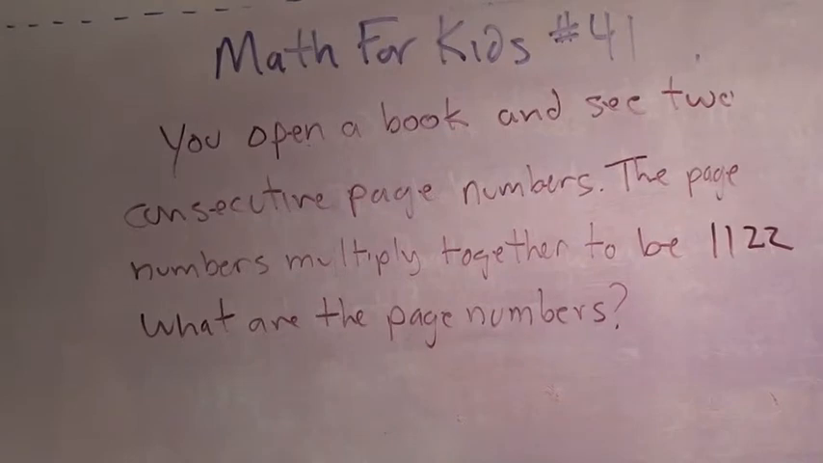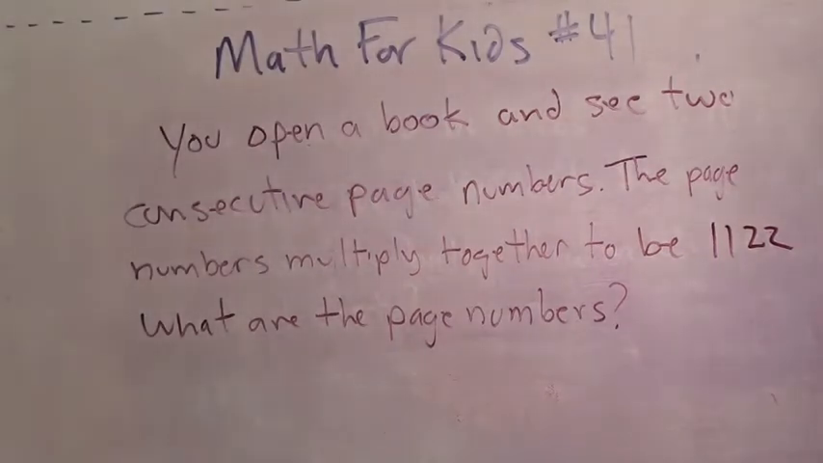I'll fix that. You open a book and see two consecutive page numbers. So you open a book to some page and you see the page numbers. And they're consecutive. What does that mean? That means they follow in order, like 1 and 2, or 5 and 6. And the product of those two consecutive page numbers, when you multiply them together, is 1,122. Whoa. What are the two page numbers?